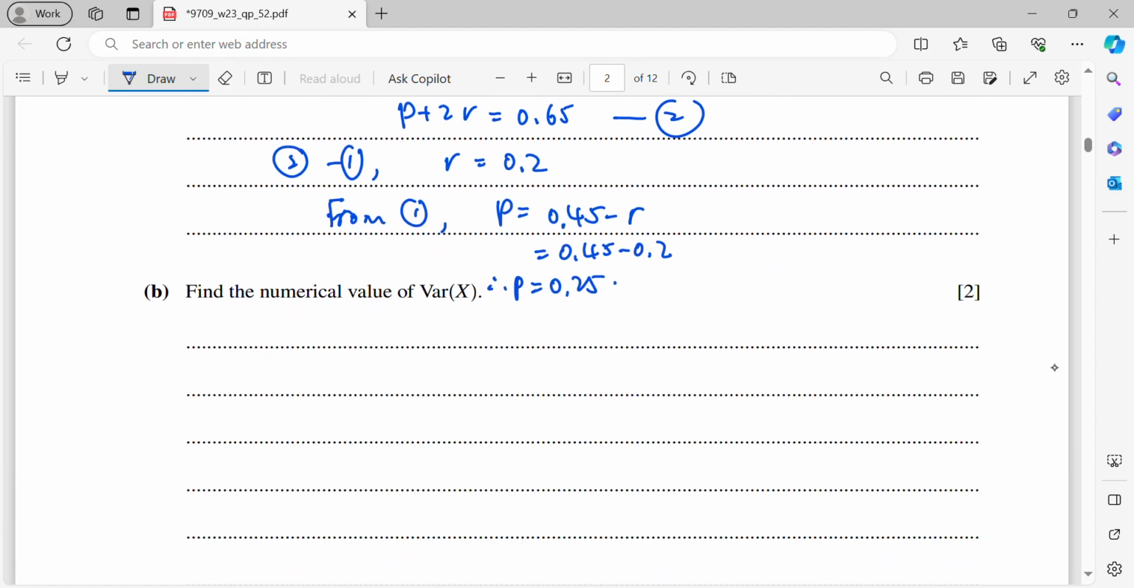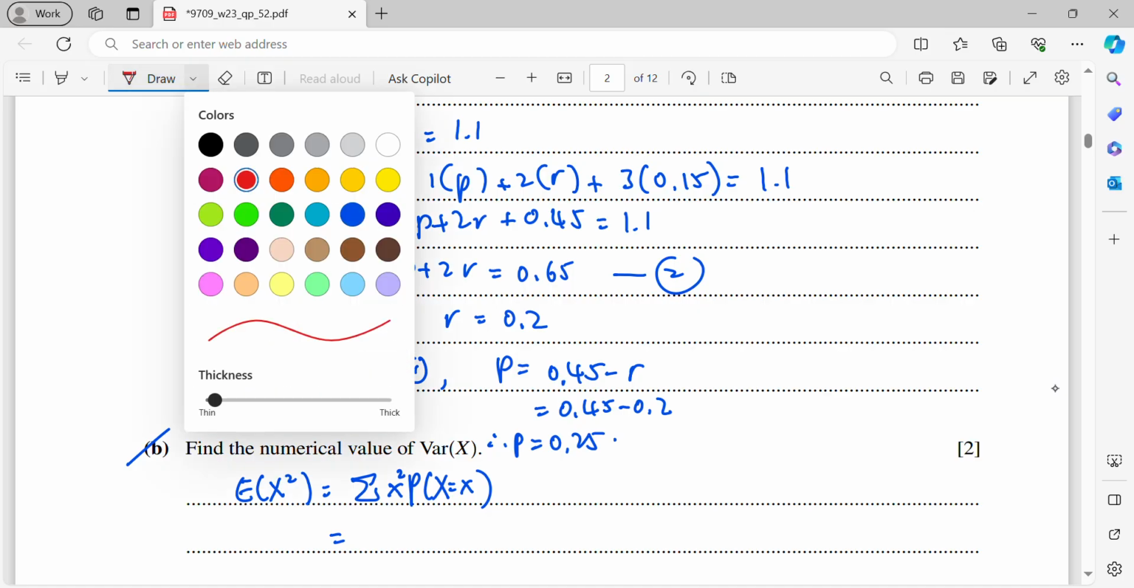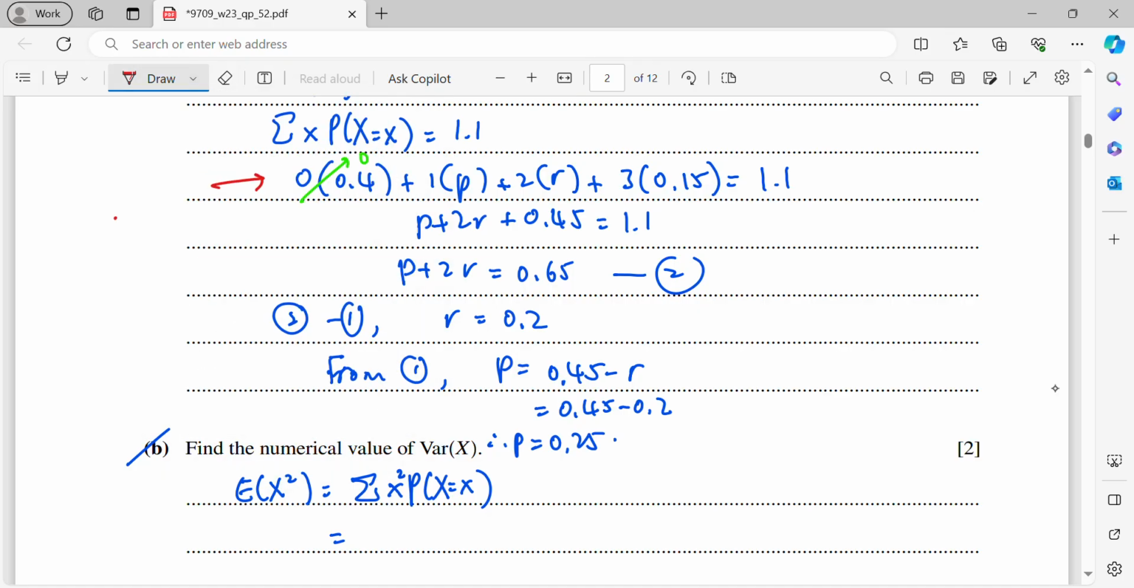Now part B, find the numerical value for the variance of X. We need to get E(X squared) first. E(X squared) is the summation of x squared times P, so use this form and square all the x values. The first term I will ignore because it will always be 0. Then I write 1 squared times P plus 2 squared times R plus 3 squared times 0.15, and now replace R by 0.2 and P by 0.25.